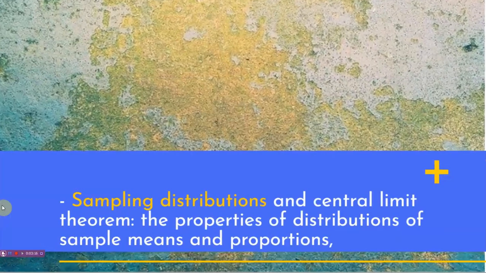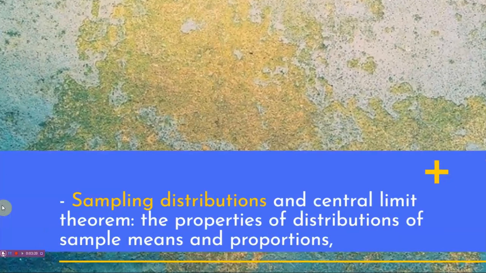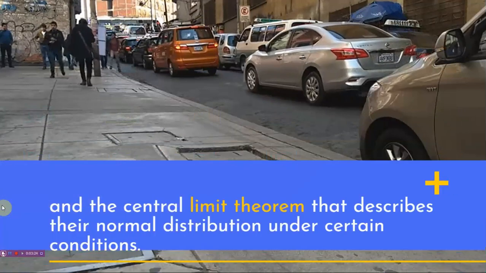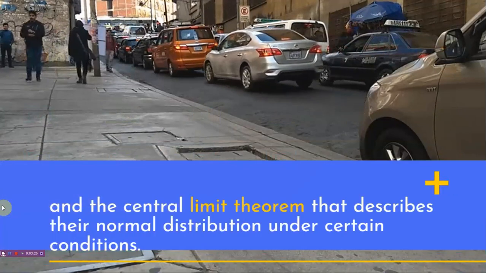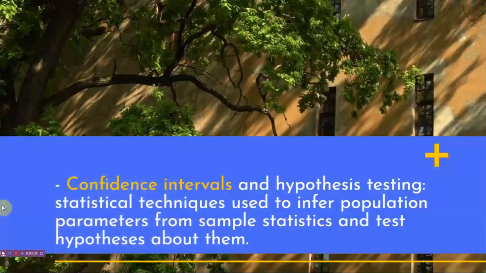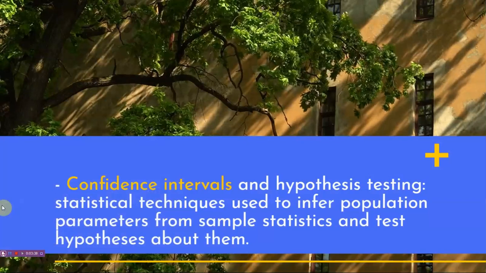Sampling distributions and central limit theorem, the properties of distributions of sample means and proportions. And the central limit theorem that describes their normal distribution under certain conditions. Confidence intervals and hypothesis testing, statistical techniques used to infer population parameters from sample statistics and test hypotheses about them.